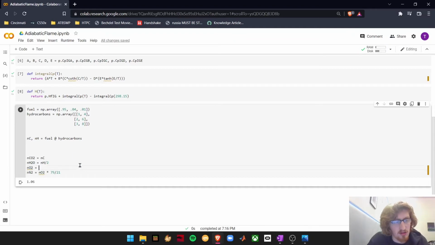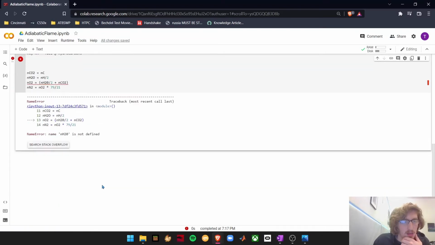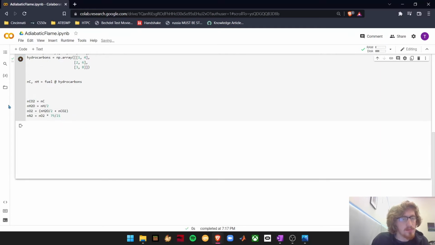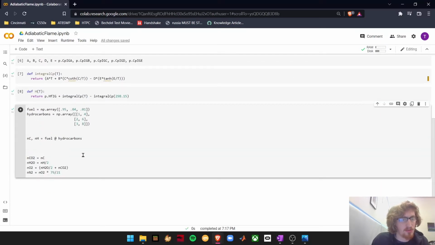Then our number of moles of oxygen is going to be equal to, and this is looking back at our stoichiometry, it's just going to be equal to our number of moles of H2O divided by 2, and then plus our number of moles of carbon divided by 2. Or not divided by 2, just times our number of moles of carbon. So from here we should be good. I keep using a 0 instead of an O. There we go. So this should give us our number of moles of each substance.